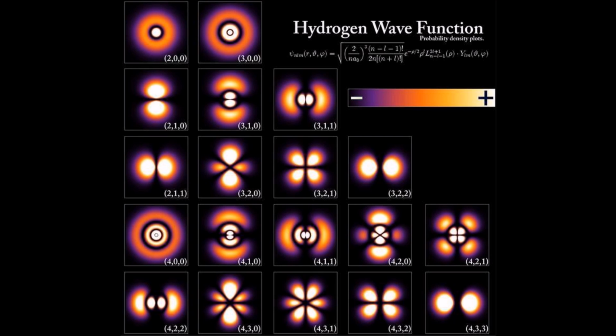This is a visualization of the hydrogen wave function in terms of n, l, and m. It gives the ground state and a few of the excited states for the solution to the Schrodinger equation.